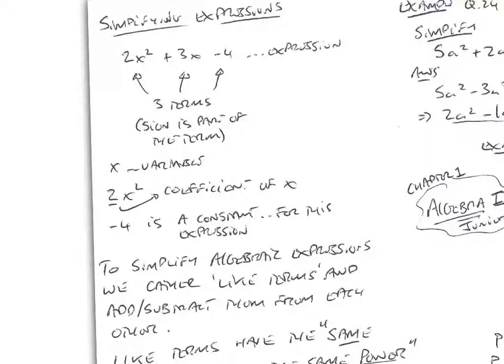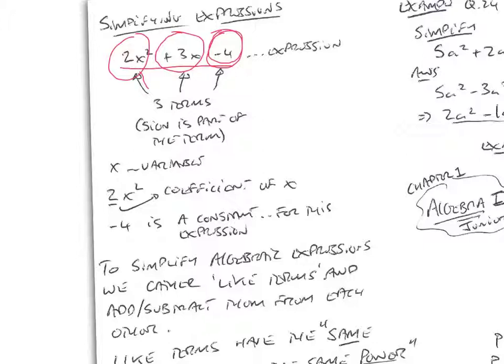Okay, let's start by simplifying expressions. Here's an algebraic expression, 2x squared plus 3x minus 4. There are three terms in the expression, and I like to say that the sign goes with the term. Okay, the sign is part of the term. It might not say that in the books, but it's best, if you consider a term, to consider the sign that's with it.